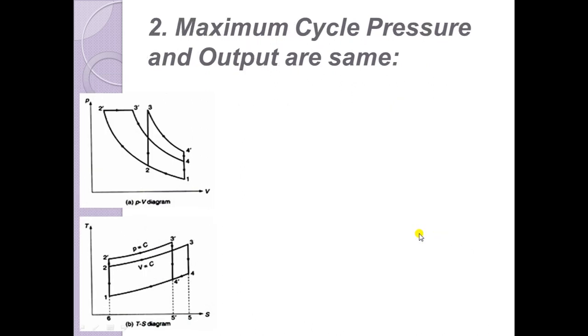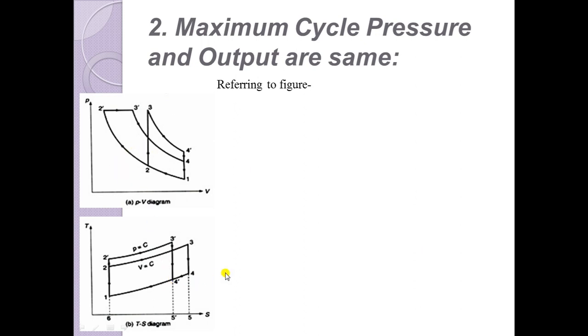The second case is when the maximum cycle pressure and output are the same. Here, output means the work output. So, maximum cycle pressure and output are the same is the second case. For that, we will take the PV diagram as well as the TS diagram.